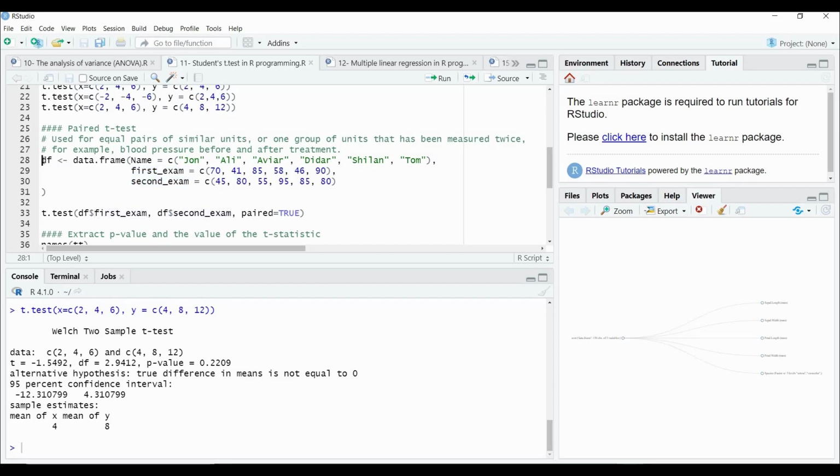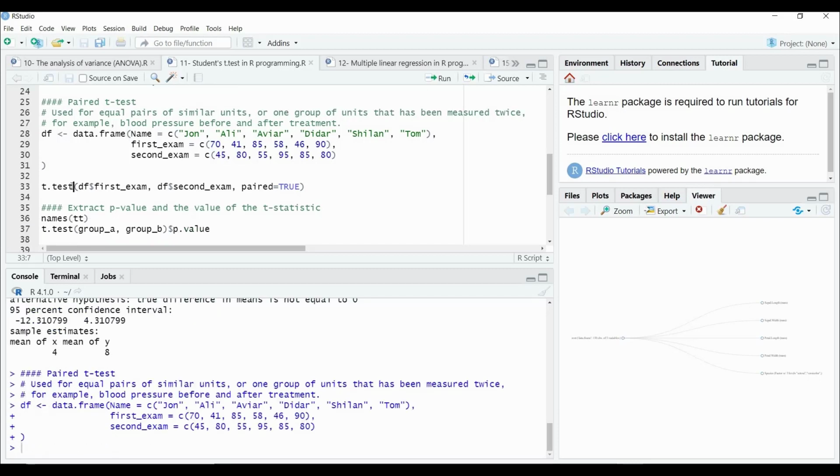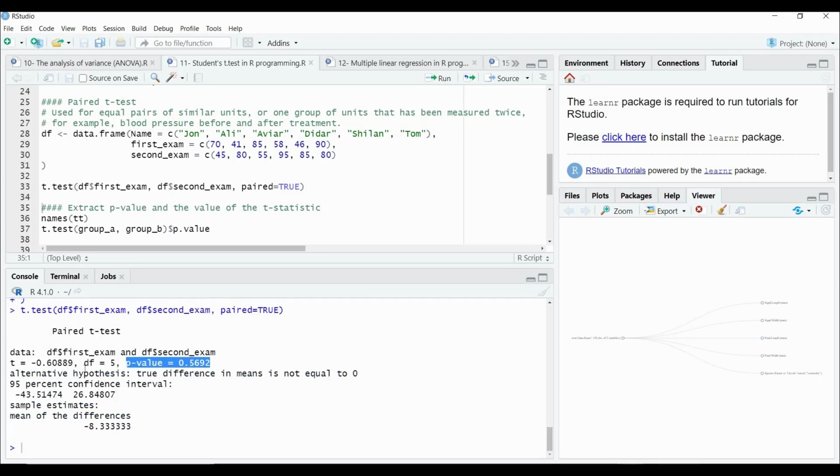At the beginning, let's create a data frame. We name it df. It has the name of each student and their value in the first exam and in the second exam. We use the t.test function between first exam and second exam, paired equals TRUE. That's the p-value, degrees of freedom 5, and t-value minus 0.6.